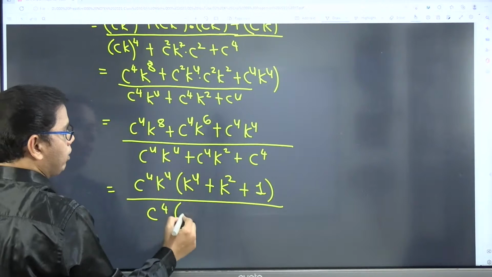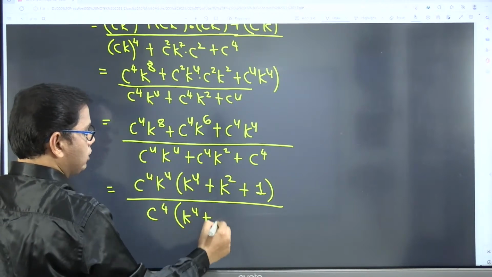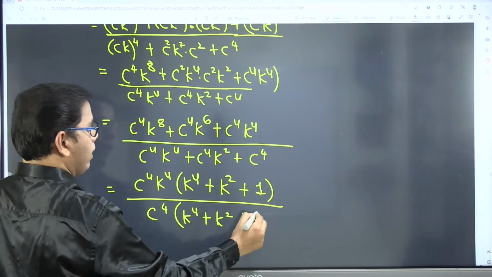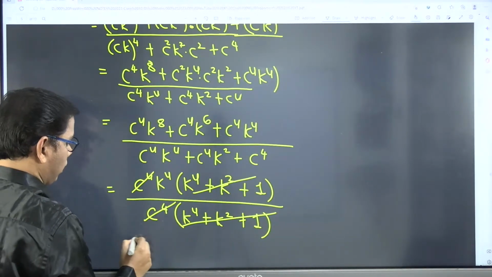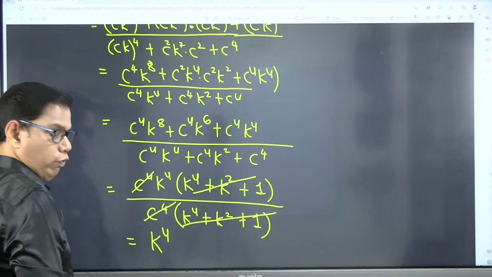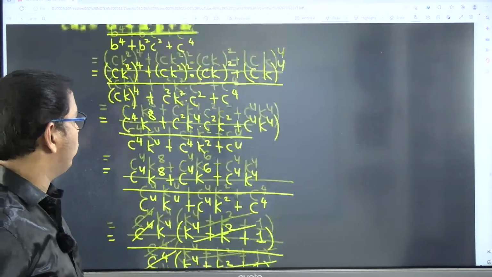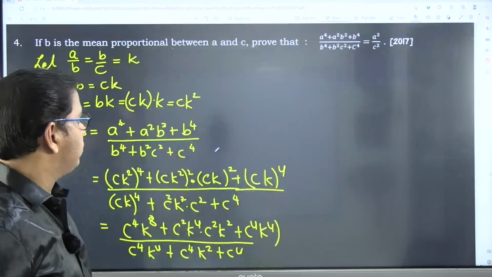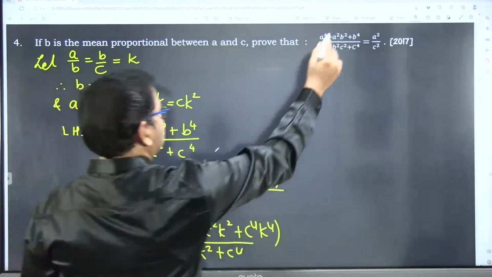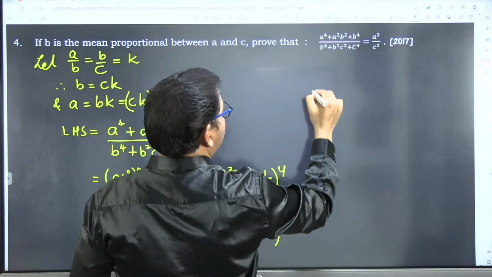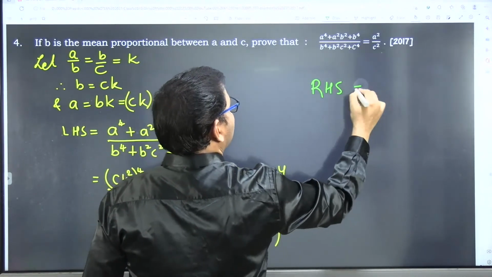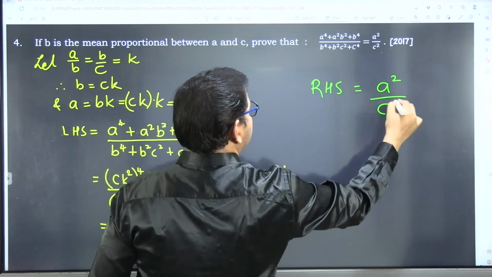तो क्या बचा मेरे पास? k raised to 4, k square plus 1. So what I see, this entire bracket is cancelled. This is also cancelled. So k raised to 4. LHS is k raised to 4. अब देखते हैं RHS में क्या आएगा. Okay, RHS में it should be k raised to 4. Let me check. Okay, RHS is equal to a square upon c square.